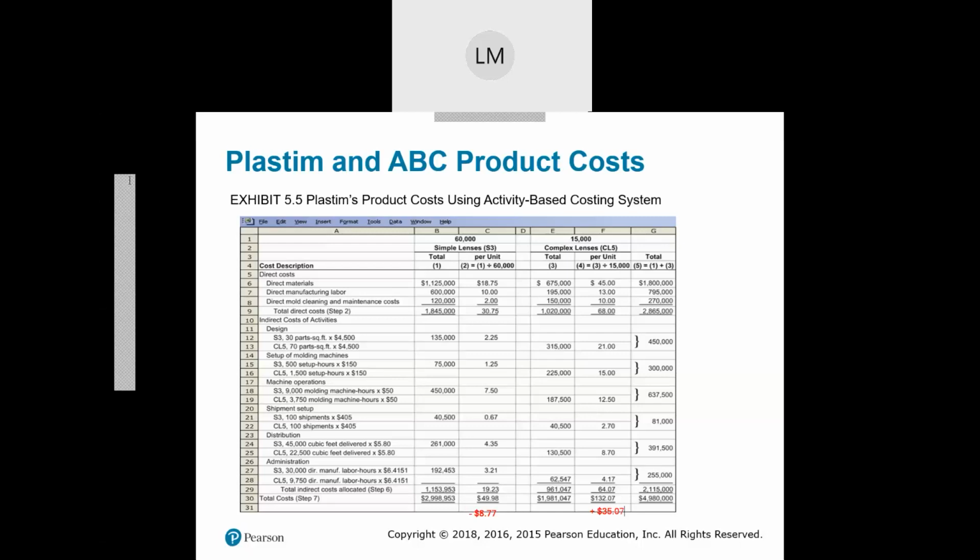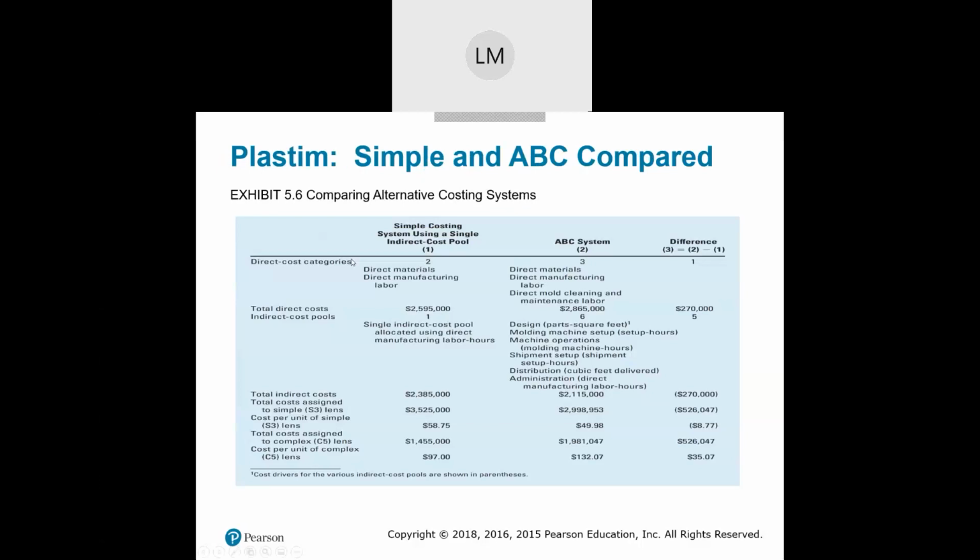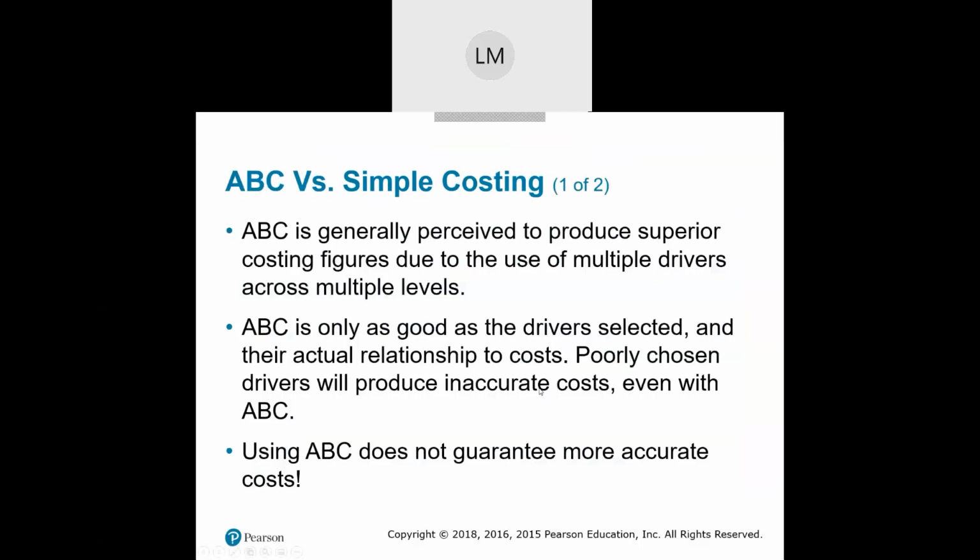So under a direct costing system here, we see the pricing was $877 lower than what we anticipated it to be. Our cost to make the complex lens, the C5 lens, was actually $35.07 higher. So now activity-based costing is generally perceived to be a superior costing method because it produces superior costing figures because we're using multiple drivers across multiple levels or multiple activities.